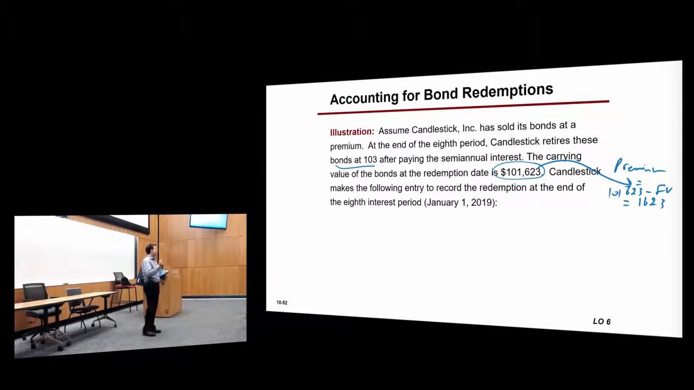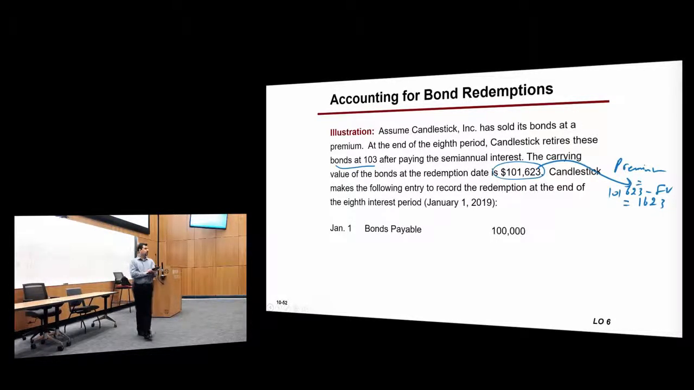This is how much the company retired those bonds at. So they retired it at 103. This is the amount of cash that the company paid. This is the amount of cash that the company will credit to cash. Okay? So cash will be credited 103,000. Bonds payable will be debited how much? Always face value. So bonds payable will be debited 100,000.